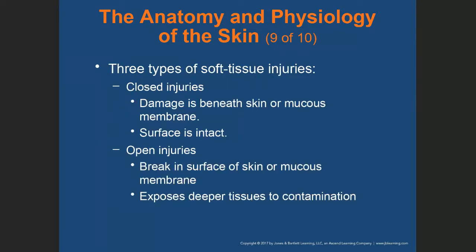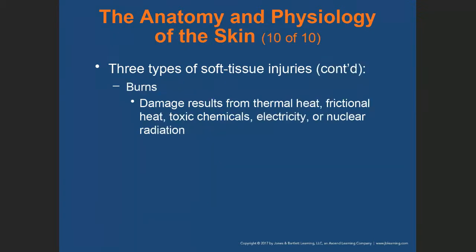Three types of soft tissue injuries you need to be familiar with as an EMT. Closed injuries, open injuries, and burns. Closed injuries, the damage is beneath the skin or mucous membrane, the surface is intact. Open injuries, a break in the surface of the skin or mucous membrane, and it exposes deeper tissues to contamination. Burns, damage resulting from thermal heat, frictional heat, toxic chemicals, electricity, or nuclear radiation.